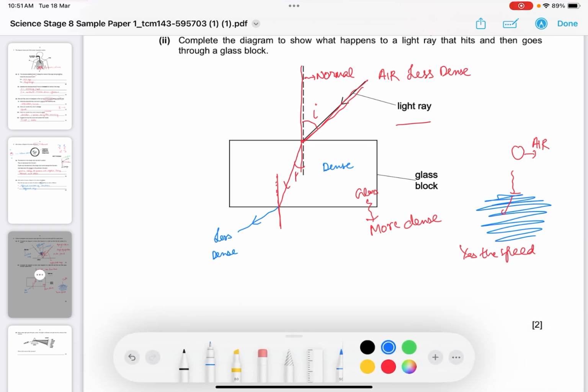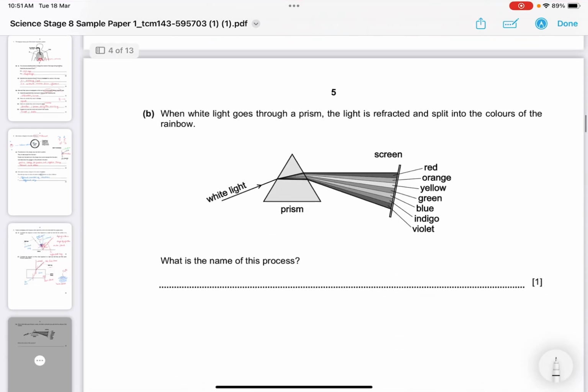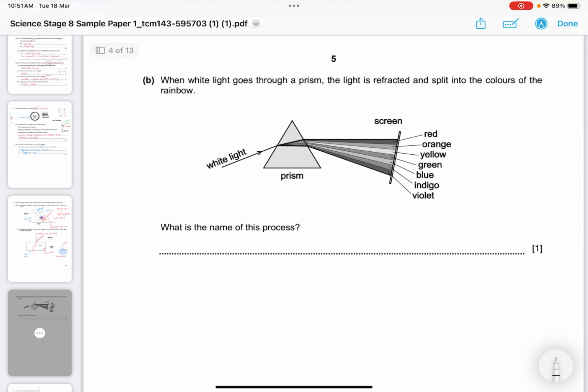Let us move on to the next question now. When light goes through a prism, the light is refracted and split. Underline this word split. What is the name of this process? When light is splitting, what do we call it? We call it dispersion.